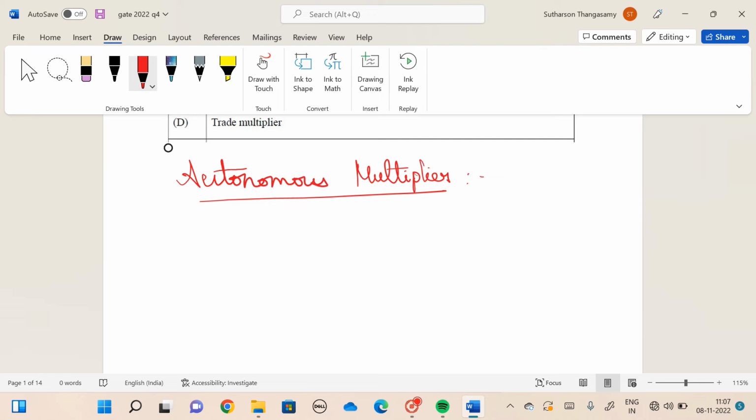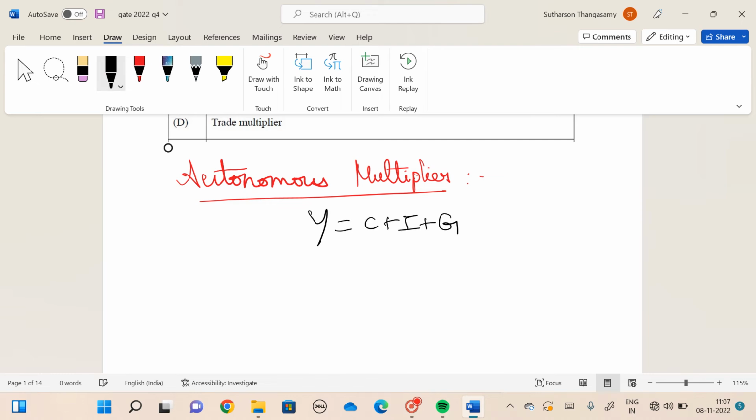What is the closed economy model? It is Y equals C plus I plus G. It is a closed economy model which does not involve any external sector, that is exports and imports. Now Y is national income, C is consumption, I is investment, and G is government expenditure. So using this, we will try to derive the multiplier mathematically.